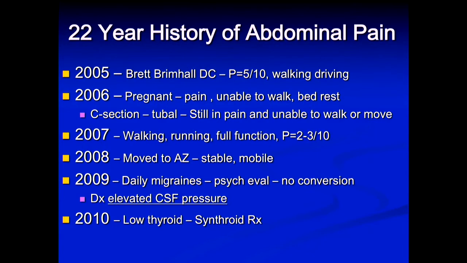They moved to Arizona. She was stable and mobile. In 2009, she got daily migraines. Psych evaluation said, no, there's no conversion. But these migraines that she had are from elevated cerebral spinal fluid pressure. They measured it, and it was elevated. Right? So your cerebral spinal fluid is created inside the middle of your brain, and it circulates, and then it has to drain out. So anytime the cerebral spinal fluid pressure is elevated, it's because the drain is plugged. Keep that in mind because it'll become relevant when we decide what to treat on her.